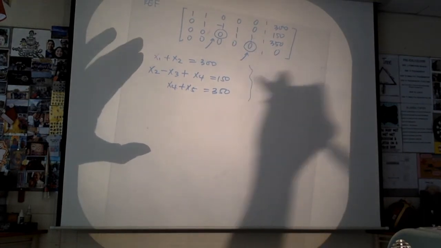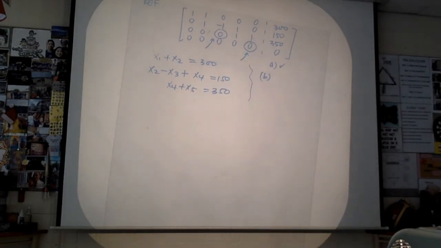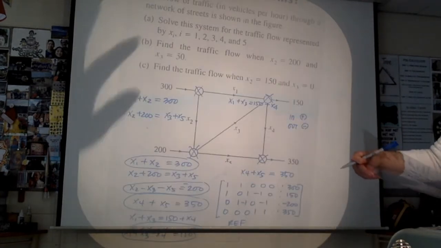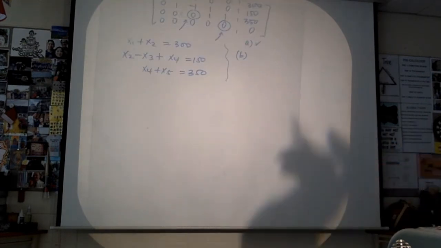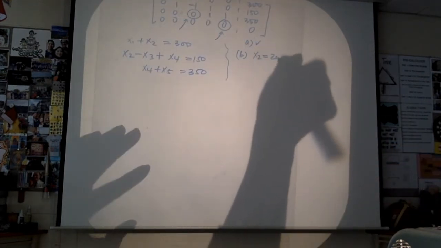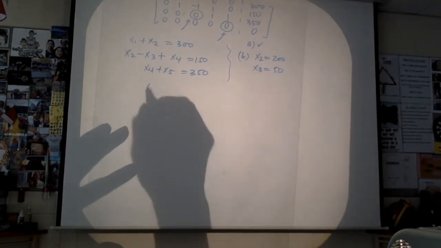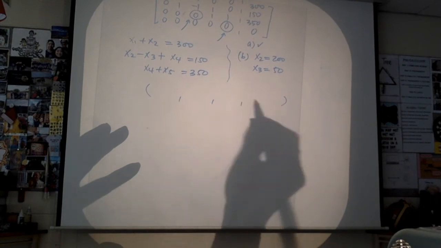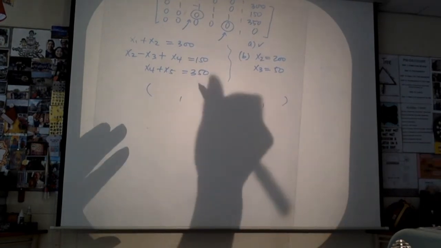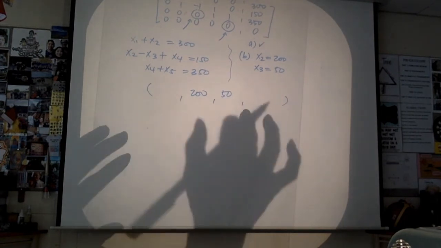So now, part B. We're done with part A. Part B, what does it say to do? It says, find the traffic flow when x sub 2 is 200 and x sub 3 is 50. That means x sub 2 is 200, x sub 3 is 50. If we're actually finding our 5, 1, 2, 3, 4, 5, right? We already know that this is 200. We know this is 50. We're looking for x sub 1, x4, and x5.